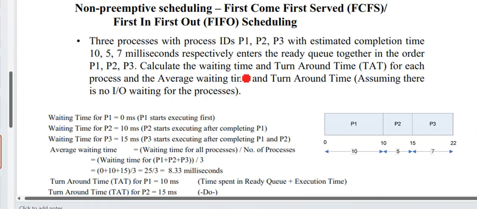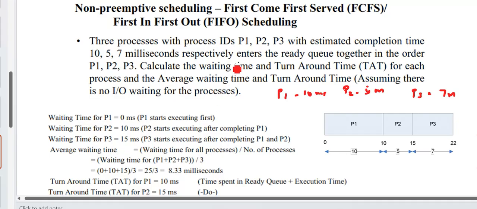Okay, let us start. So P1, note down, P1 10 millisecond, P2 5 millisecond, and P3 7 millisecond. Now, all of them appeared according to the order P1, P2, P3.